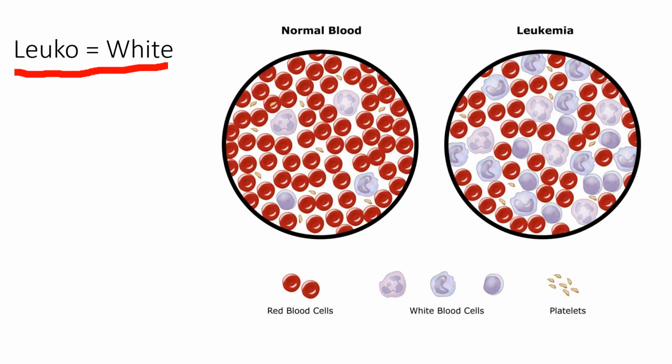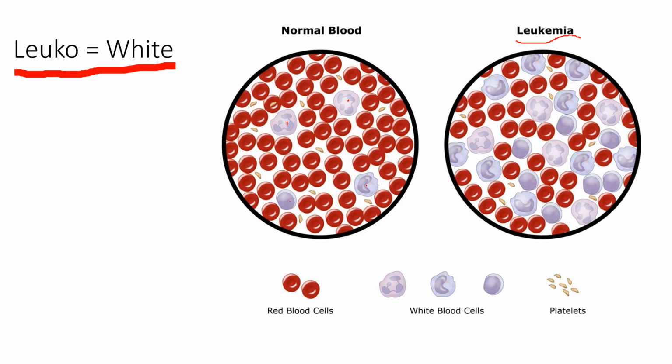Leuko, white, talking about the white blood cells. So in this little picture, you have, of course, the red blood cells, and these are the white blood cells. Right here are the white blood cells. However, in the unfortunate case of leukemia, basically a cancer of the white blood cells, you see a proliferation, a huge increase of white blood cells.